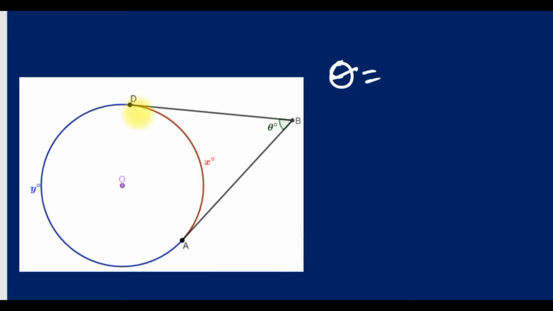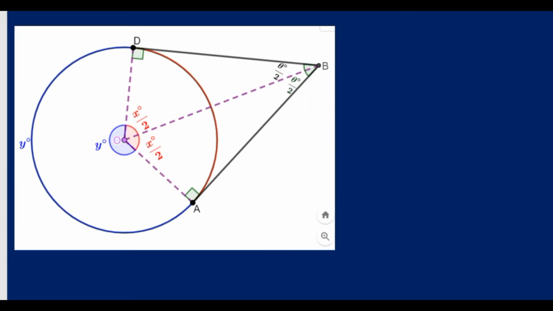These are tangents, that's tangent DB and AB. The angle made by that is equal to the difference of the angle made by the intercepted arcs, that's the bigger one subtract the smaller one over 2. So let's now look at the proof.